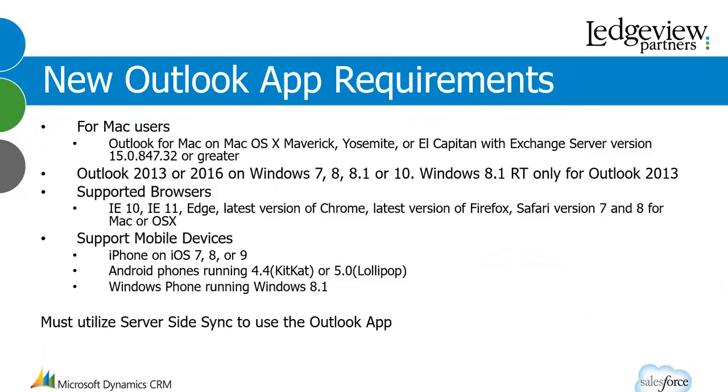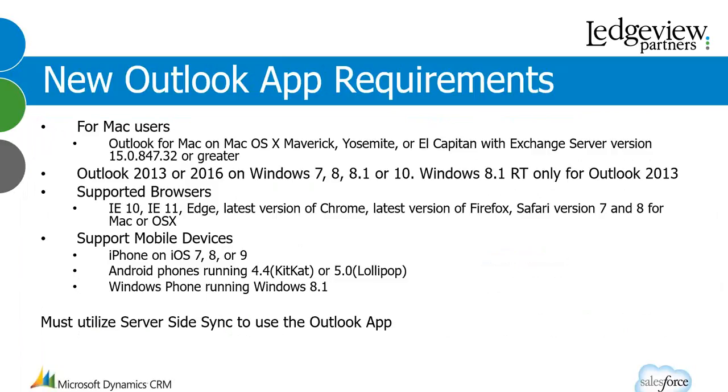Now, again, this is brand new technology. So if you don't have an immediate need to utilize the Outlook app, we highly recommend waiting, as Microsoft tends to work out bugs and issues that come out with new technology. But if you are looking to use this, there are some major requirements. You have to utilize server-side sync to use the Outlook app. If you're using email router or just the Outlook client, it will not work. If you're a Mac user, you have to have Outlook for Mac installed for Mac OS X Mavericks, Yosemite, or El Capitan. Those are three different versions, and it has to use Exchange Server 2015 or greater.